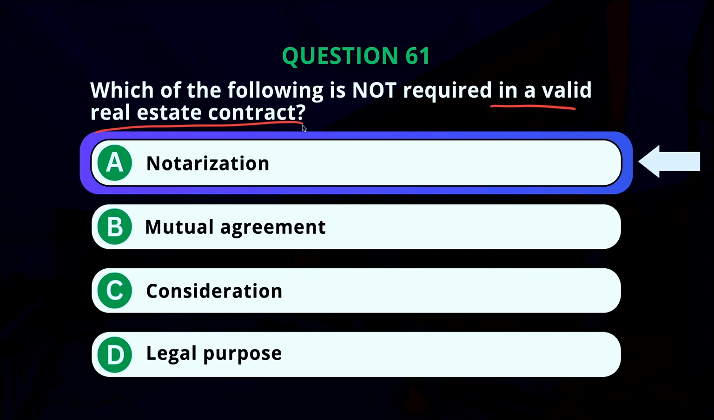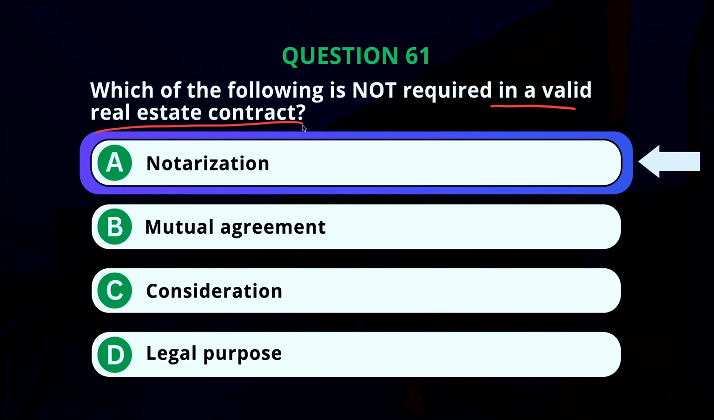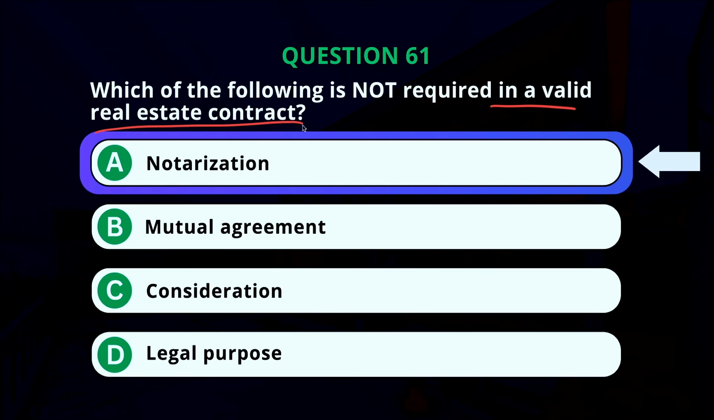So we're looking for requirements for a valid contract. You're going to find these in your real estate contract sections. You want to know the requirements for a valid contract, and you want to know void, voidable, and valid contracts. These other three, B, C, and D, are all requirements in order to have a valid contract. Mutual agreement: there has to be an offer and an acceptance of that offer, a meeting of the minds. There has to be consideration, or something of value, and they have to be for some legal purpose.